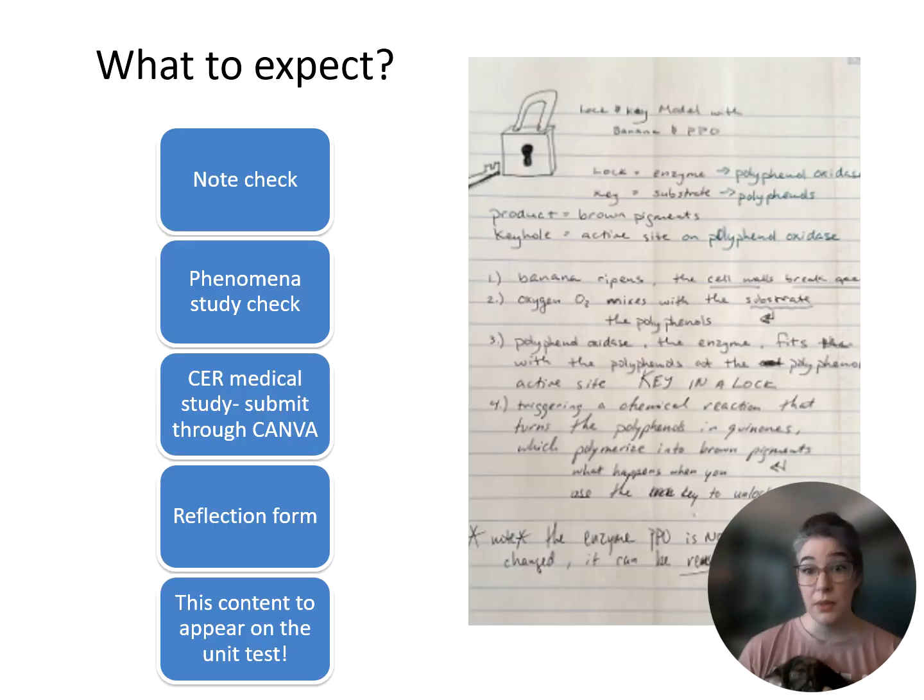So some things to expect today. We're going to want to make sure we're intentional about our notes because there will be a note check. We'll do a phenomena study, so that's going to be checked as well. You'll have a CER, and we're going to change things up just a little bit with that, where you'll submit your CER through Canva, and we'll do a reflection form, but that won't be graded, but I do want your input, so take it seriously. And as always, this content can and might appear on your upcoming unit test.